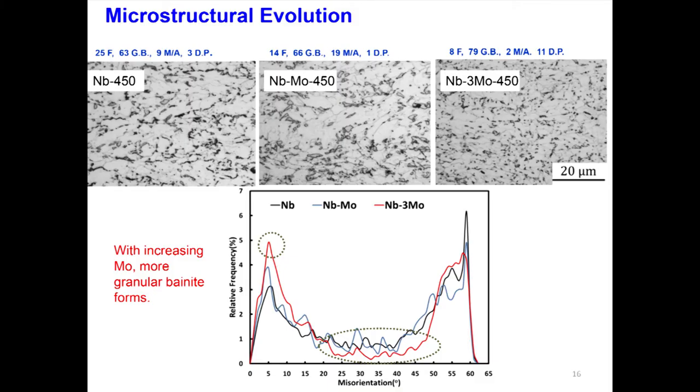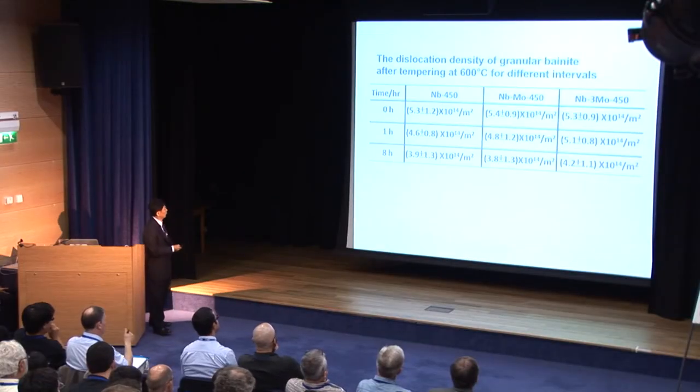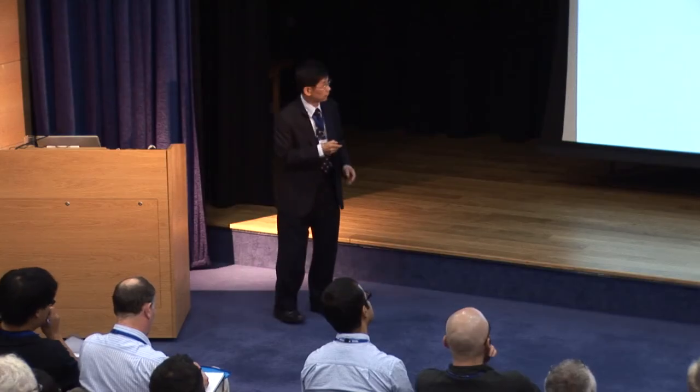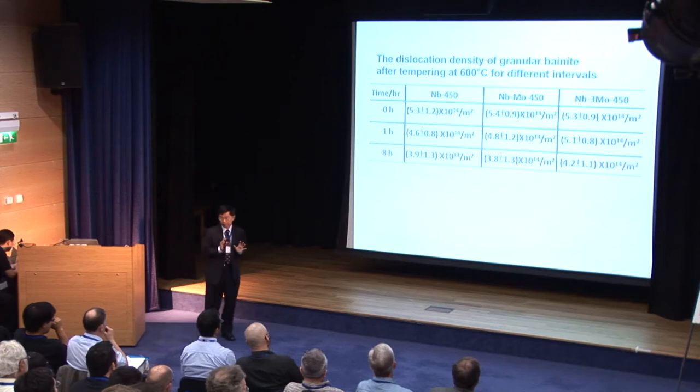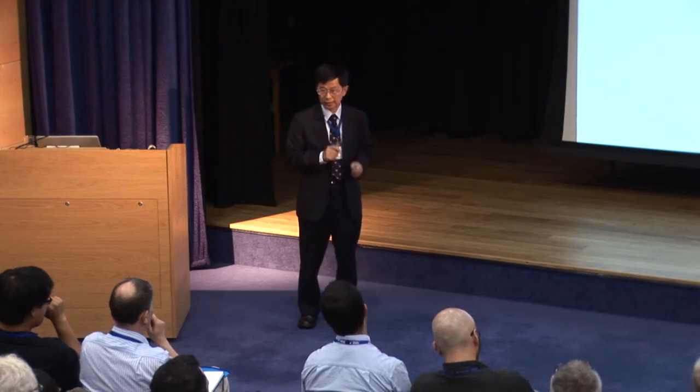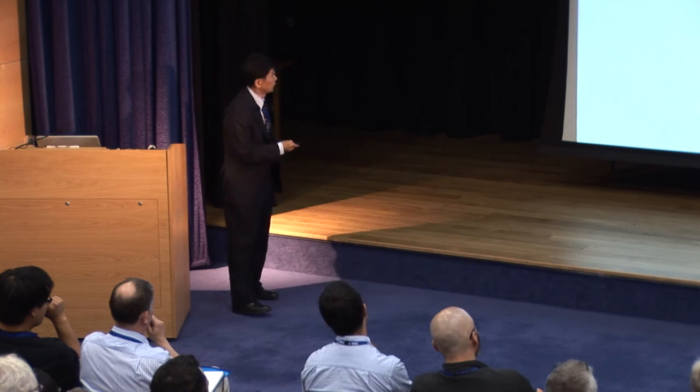But here, from the EBSD, we can show the peak is quite significant for the niobium-moly because there is a lot of granular bainite. And also, we studied the dislocation density for niobium 450, niobium-moly 450, and niobium 450. After tempering 1 hour and 8 hours, we can see that the dislocation density doesn't change. So it means the dislocation structure is quite stable for this alloy.